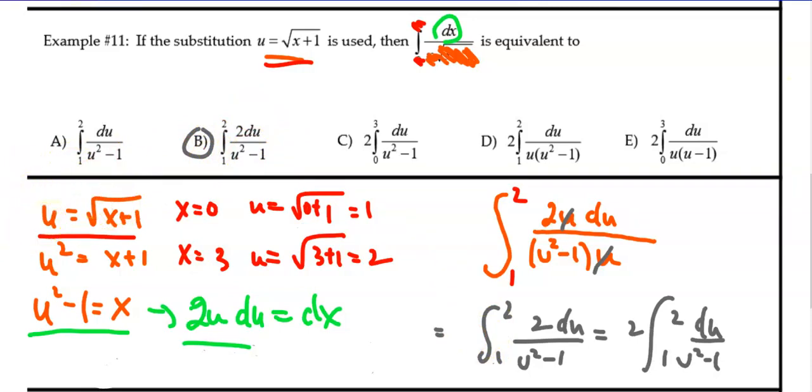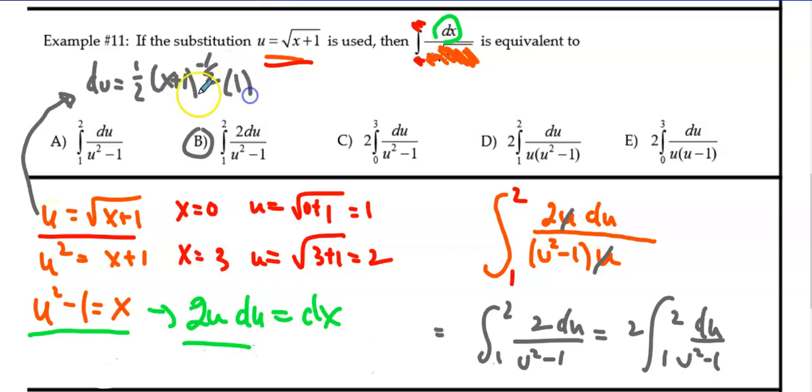Another way of doing this when we get to more complicated stuff is you could have found the derivative of this by going and saying du, and then taking the derivative of this as 1/2 x plus 1 to the negative 1/2 power times 1, because again, the chain rule, even though we didn't do it, I still want to put in there, times 1 dx. So then, and again, this is a lot more complicated, but du is equal. I'm just going to show you guys that it works both ways.